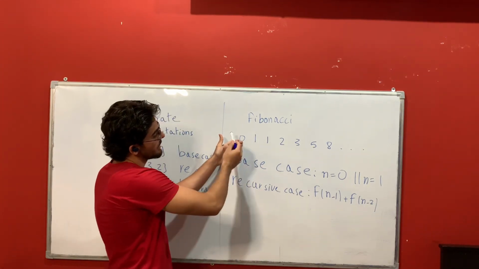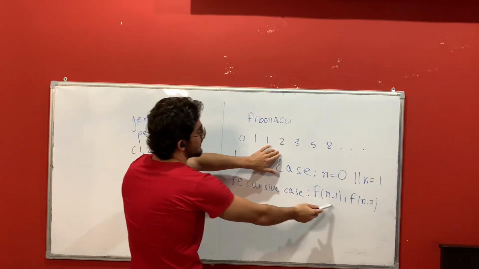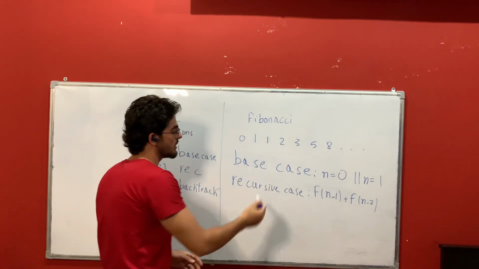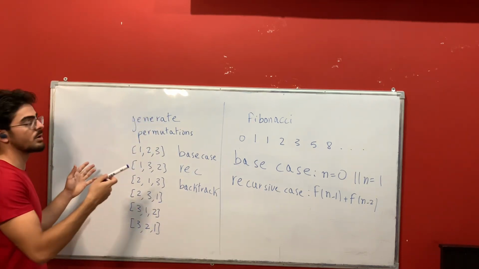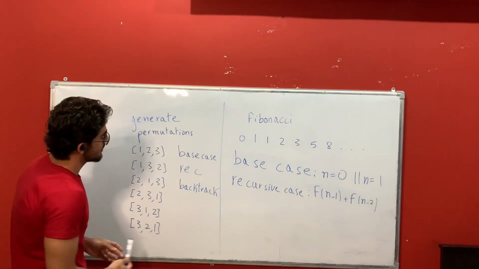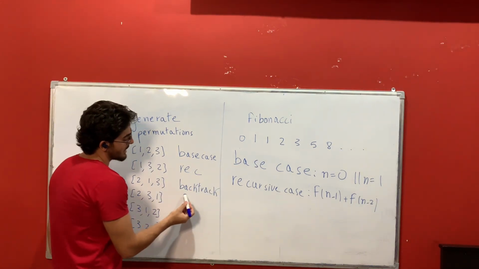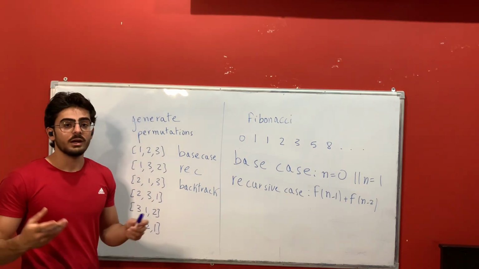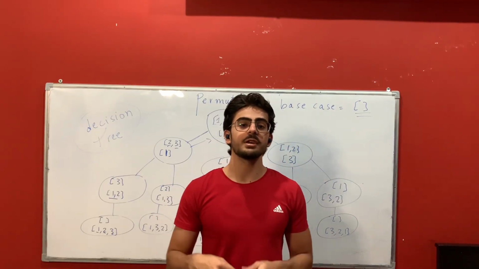However, if we are at a recursive case, let's say 5, we want to know f of n minus 1 plus f of n minus 2, which is 2 and 3, and so on. However, in the generate permutations problem and in any recursive backtracking problem, these are the three cases. We have a base case and a recursive case. However, we also have backtracking, where we can go back to previous states and discover possible solutions for the problem we have. So guys, let's now solve the permutations problem.